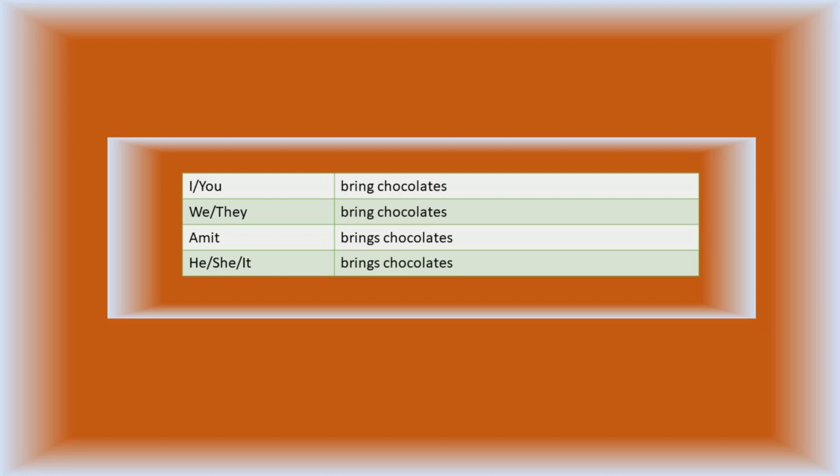And now what about I and you? You bring chocolates. Why? Because here you will always take a plural verb. Understood? You will always take a plural verb. That's why you bring chocolates. Understood?